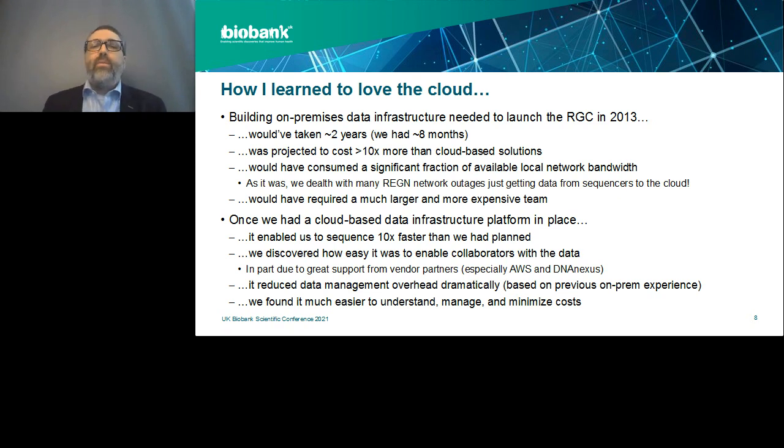The thing that really justified it, as we were working through the strategy in the early days of the RGC, was that we were predicting a two-year time frame for building the data center we wanted to build, and we had 8 months. The cost projections were tenfold more for the total cost of ownership of the hardware. That's everything from the guy who manages the networking on weekends to the rent you have to pay for the data center. And as we learned very early, we had a lot of infrastructure technical debt to overcome to allow us to really become a large-scale sequencing center.